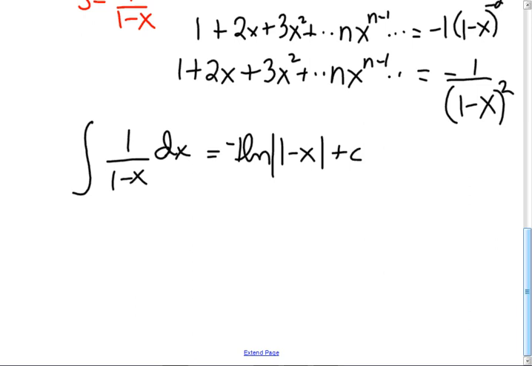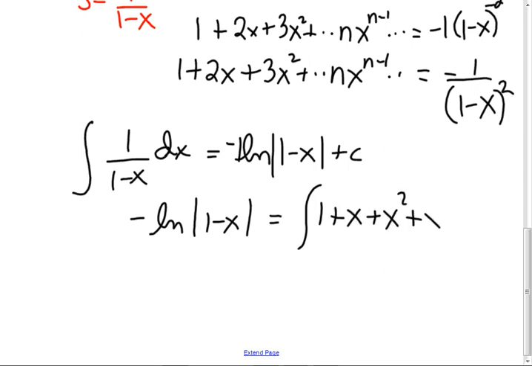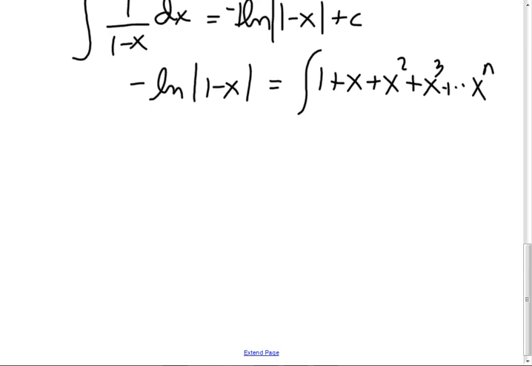Plus c. So if I want negative log of 1 minus x, if I want that function, guess what I have to do with this power series? Take the integral. So that's so easy. That's it. I get a whole family of these things, distant relatives. So it's x plus x squared over 2 plus x cubed over 3. There's the power series for the negative log of 1 minus x.